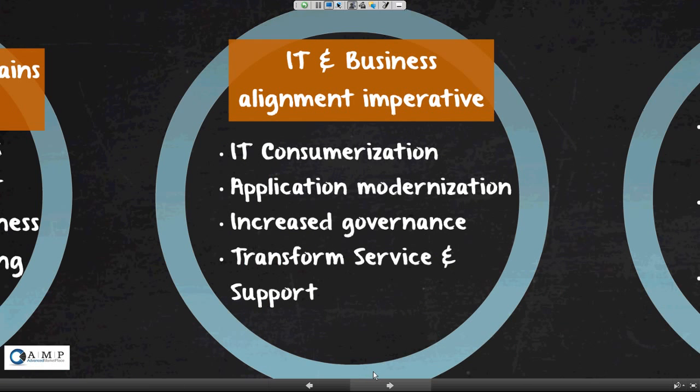And I just kind of just said that. So IT and business alignment, it's imperative. Consumerization, it's just the things I said. It's really important. Consumerization, we touched on that. Modernization is important. Governance, I mean, we're being faced with more and more regulation.